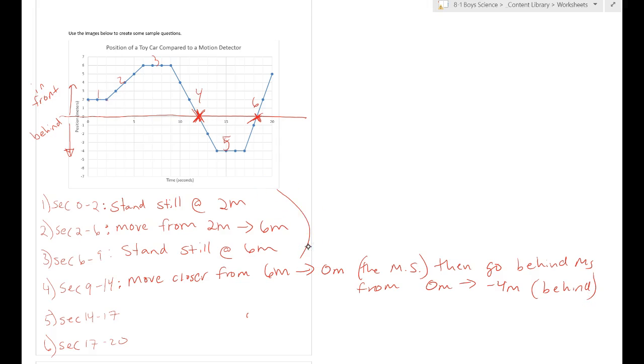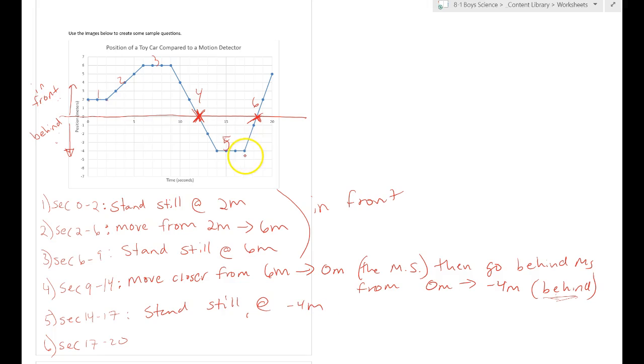We could even just do something like this, which is in front. That way you don't have to write it multiple times, and you're also proving to whoever's reading your lab or your test, hey, look, I do know that all of this is happening in front. If you've got it up here, we'll generally probably know, but now that we're talking about somebody being behind the motion sensor, it doesn't hurt to clarify when you're in front and when you're behind. So in segment 5 here, you're going to stand still at negative 4 meters.